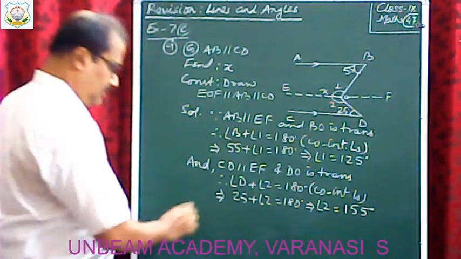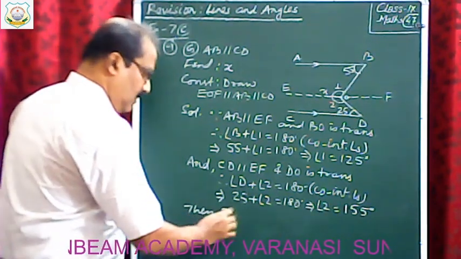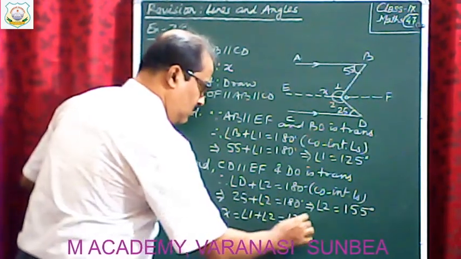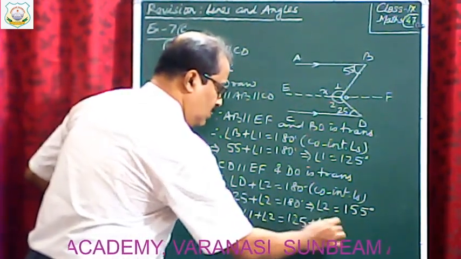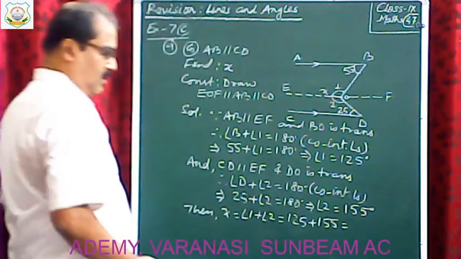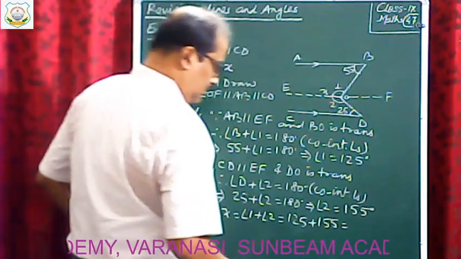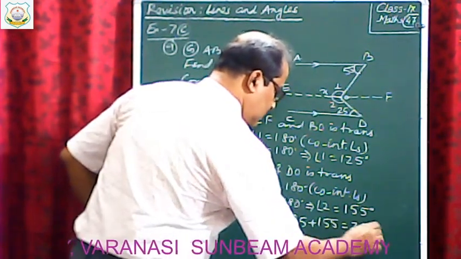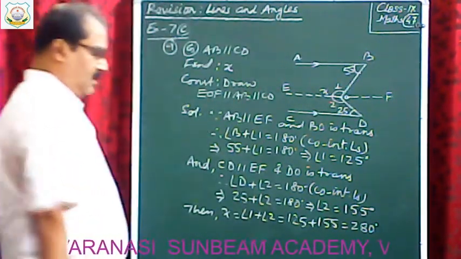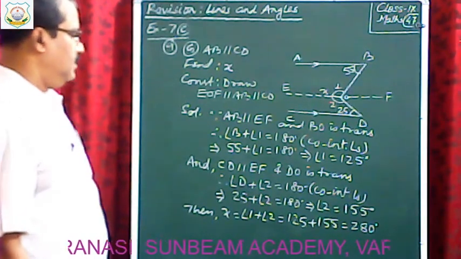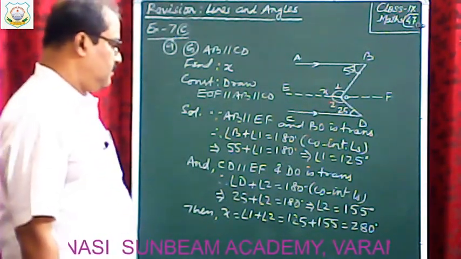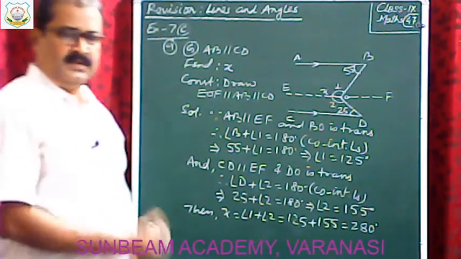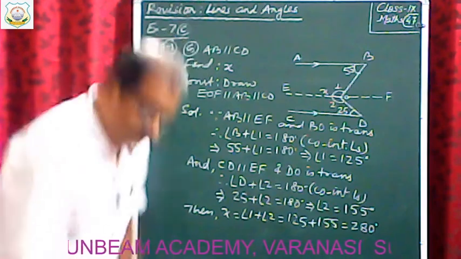Then x equal to angle 1 plus angle 2. Angle 1 is 125 plus angle 2 is 155. We get what? 280 degree finally. Okay, this much only. Now come to next.